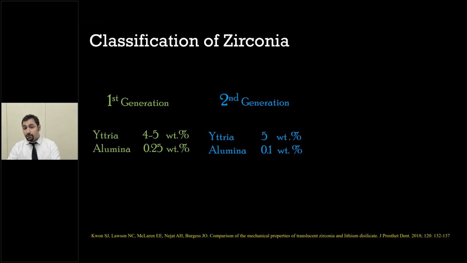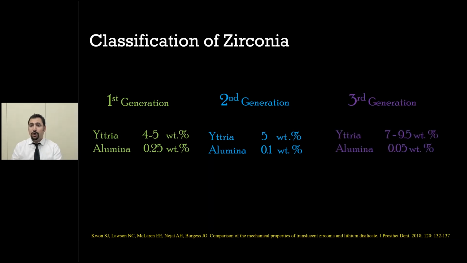Now, in the third generation, a different route of changes was used by manufacturers. They started playing with the amount of yttria. They bumped up the amount of yttria to 7 to 9.5 weight percent, and in that way, they tried to modify the crystalline structure of zirconia by increasing the amount of cubic phase. So we always hear about cubic zirconia. As a matter of fact, cubic is one of the phases of zirconia that we will find in higher amount in the third generation when we compare it to the first and second generation.